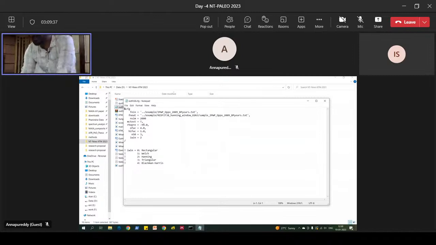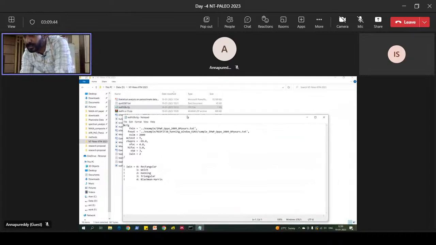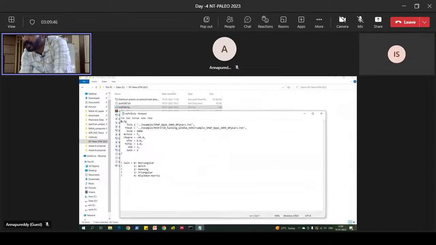Okay, and then if you want to do a cross spectrum... okay, this is not a cross spectrum. This is only the normal spectrum. That's why it has only one input.